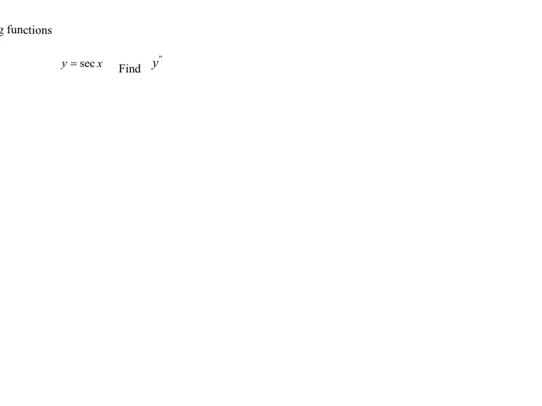So we have this rule for secant. So y prime is going to be secant x tangent x. But if you notice, these are two functions multiplied together, secant and tangent. So this is our f and g. So we have to use our product rule, f prime g plus g prime f. Anytime two functions are multiplied together to find their derivative, I'm going to have to use this rule.